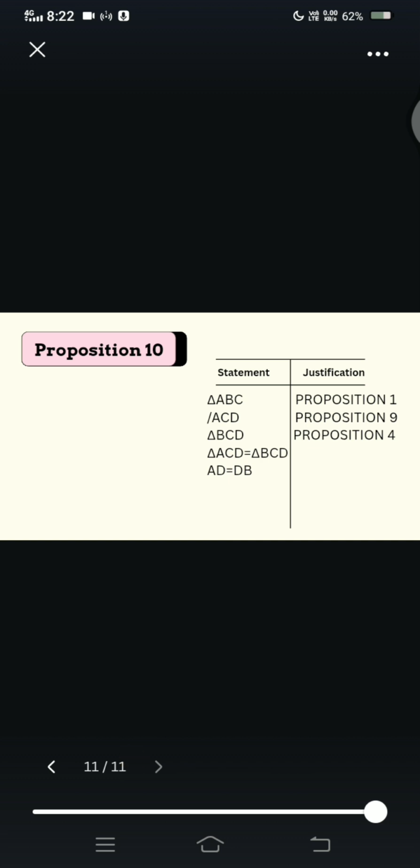So that's all for the proposition 6 to 10.